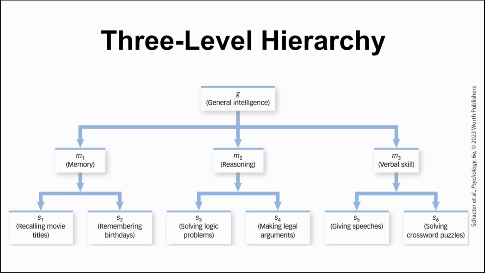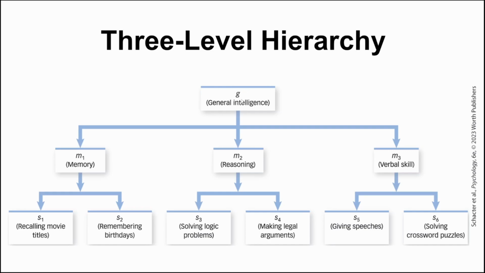So this has general intelligence at the top. We have to consider somebody's general intelligence score when we're trying to understand their performance. That is then going to be modified based on which sort of broad category an ability is going to fall under. So memory stuff, that's where recalling movie titles and remembering birthdays might fall. So these two tasks would have fairly high correlations because they're both falling under this broader category of memory ability.